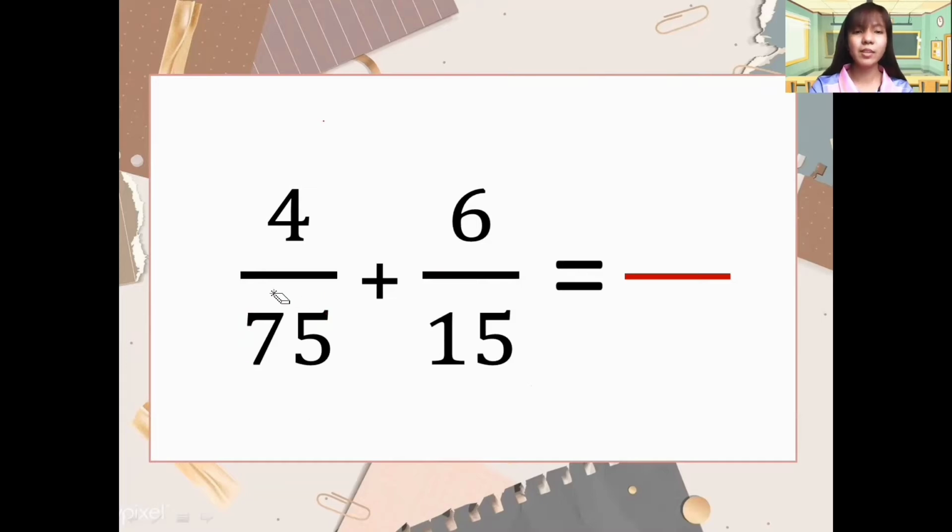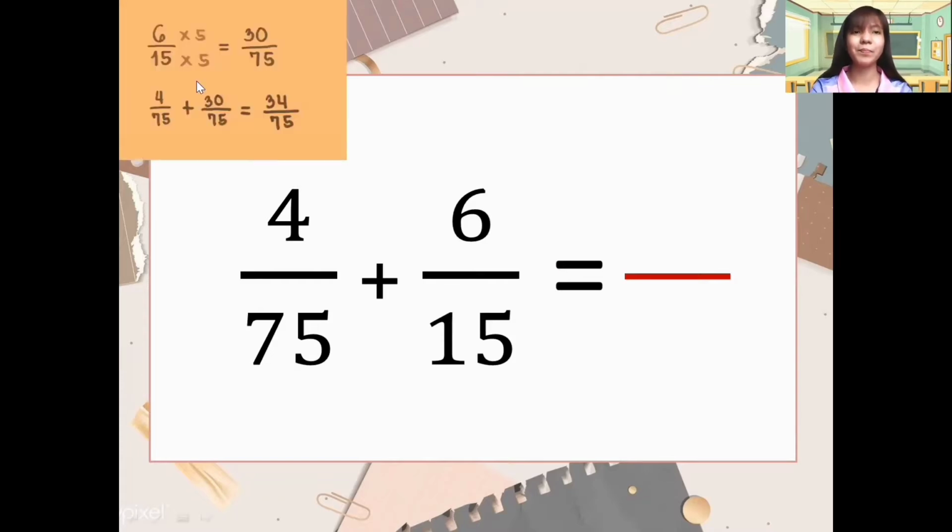Okay, so first, for us to add fractions, we need to have the same denominators. Since this one is a bigger number and this one is a smaller number, let's try to make this one the same number, 75. So what do you think is the number that we could multiply to 15 that will make it 75? I'll show you the process right now. Like this one. Here, the 6 over 15, we have to multiply it by 5 so that we can have 75. Okay?